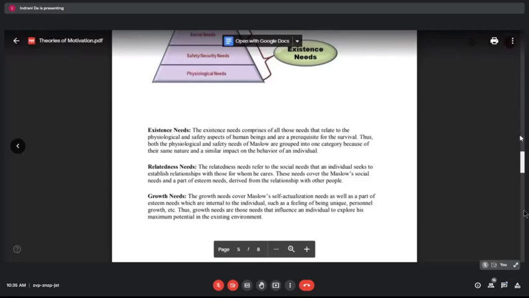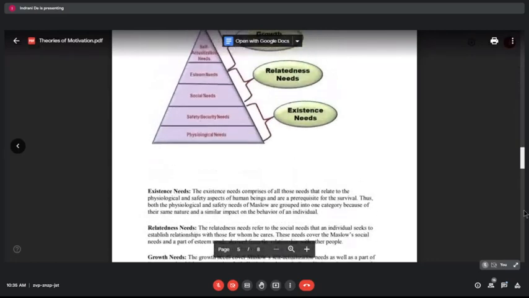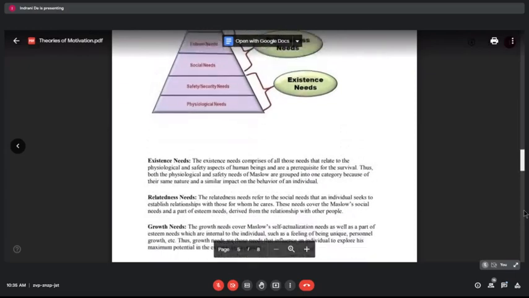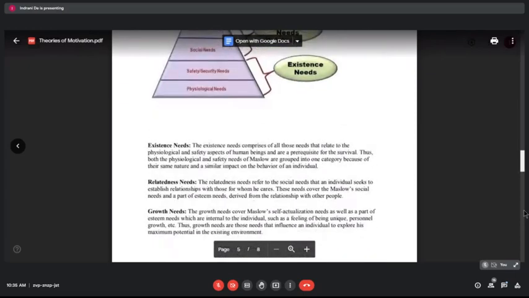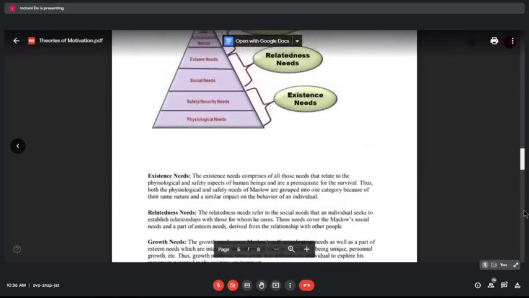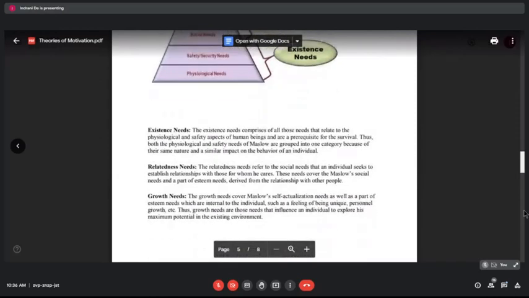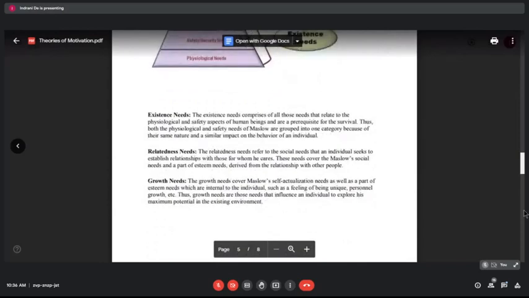Then we have the growth need. And within this growth need, the total of self actualization would be there. Along with the self actualization, some of the esteem needs should be included. So, according to ERG theory, we have three types of needs only.